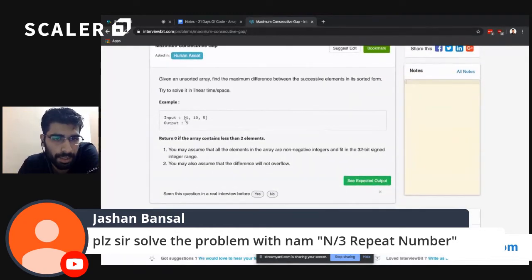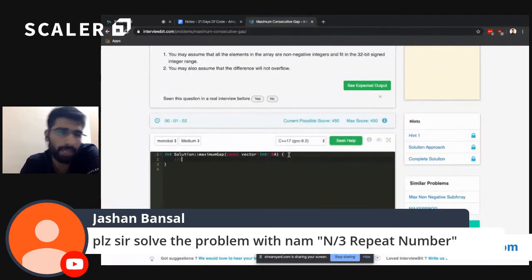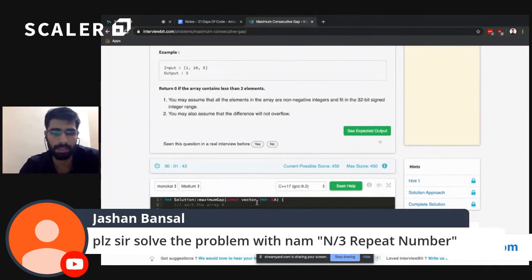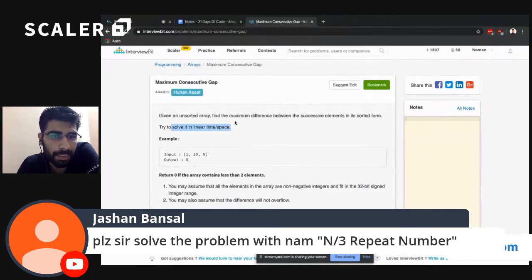Cool, that is fine. Had we been allowed to sort the array, that is, to modify the array, we could have just sorted the array A and returned the max of A[i] minus A[i-1] for all i from 1 to n minus 1, where n is the size of array A. And if n is less than 2, just return 0. But this is of time complexity order of n log n, and we are told that we have to do it in linear time or space.